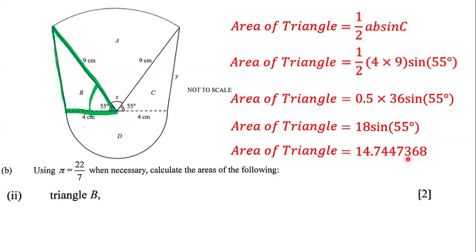Well, 18 multiplied by sine of 55 degrees is equal to 14.7447368. Now, if we express this correct to 2 decimal places, we know that this number here is 4. Since it's less than 5, we cannot round up, so we just write 14.74, and that's the area of the triangle correct to 2 decimal places.